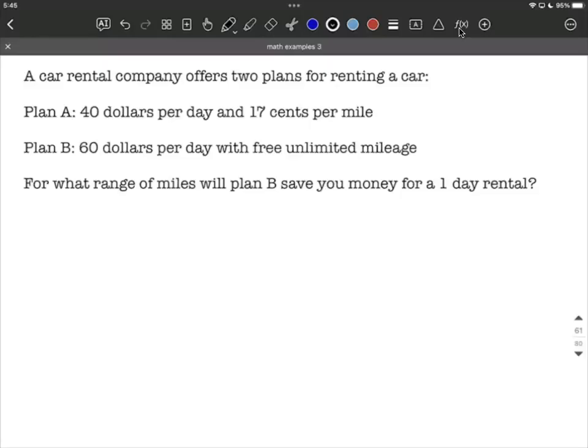So in this example, we're going to be comparing two different plans to rent a car and figuring out which one's going to be the best, depending on the number of miles you're going to drive this car. In Plan A, we have a cost that's going to be represented, I'm going to call it cost of Plan A. It's going to be $40 per day, so $40 multiplied by the number of days, plus we have 17 cents, which I'm going to convert to dollars, so $0.17 multiplied by the number of miles.